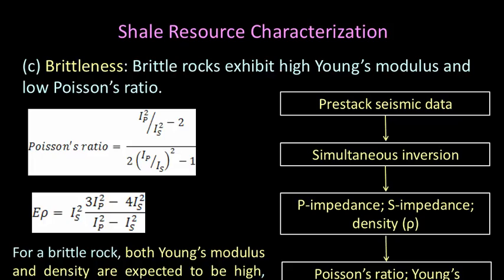It's just like Mu-rho, a scaled version of Mu-rho. So I'll come to that in a moment. But again, the workflow is still the same. The simultaneous inversion can give us all this information.